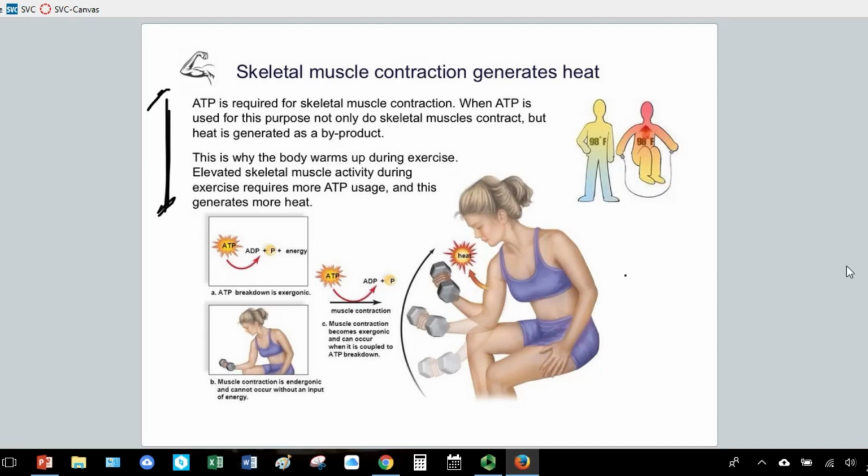But back to the point here, when skeletal muscles contract, they generate heat. When you exercise, your body temperature goes up. And why is that the case? The answer is that ATP, adenosine triphosphate, is required for skeletal muscle contraction. And that's what this is showing down here. For skeletal muscles to contract, ATP is required for this process. So when ATP is used for this process, not only do skeletal muscles contract, but heat is generated as a byproduct of this reaction. So the reason that the body warms up during exercise is because the skeletal muscles are using more ATP, and so more heat is generated.